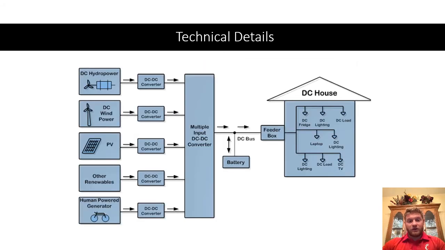This is a great flowchart of the different DC generation powers, such as hydropower, wind power, solar panels, and even other renewables such as human-powered generators. This generated power will then go through a DC to DC converter and be put into a multiple DC converter, and then finally it will run through a DC bus, which also has a backup battery source hooked up to it, into a feeder bus, and then finally run all of the different applications that you use inside of your own house.